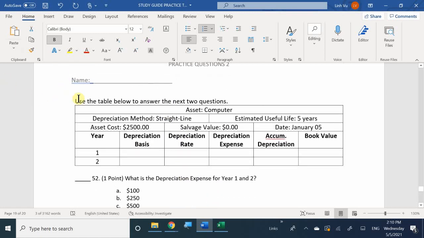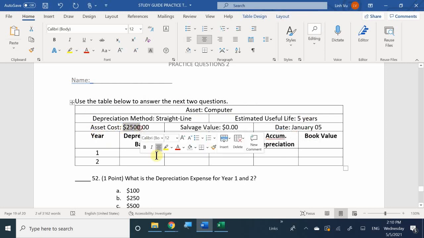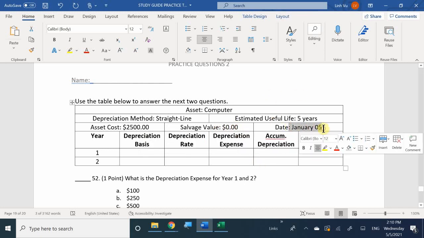Here it says, using the table below, answer the next two questions. So here I have a computer. The method that we're using is straight line. Make sure that you read the box very carefully because I'll have it look exactly like this. Estimated useful life, 5 years. Total amount of cost here is $2,500. Salvage value is 0. And lastly, the date that we place into service is January 5th.